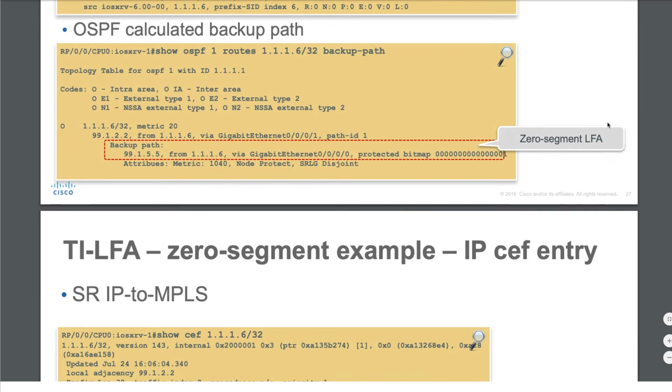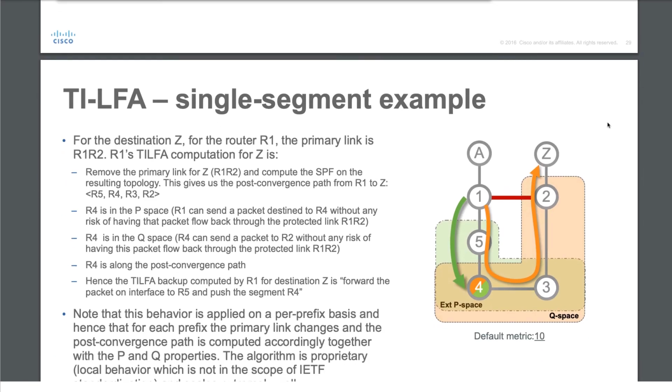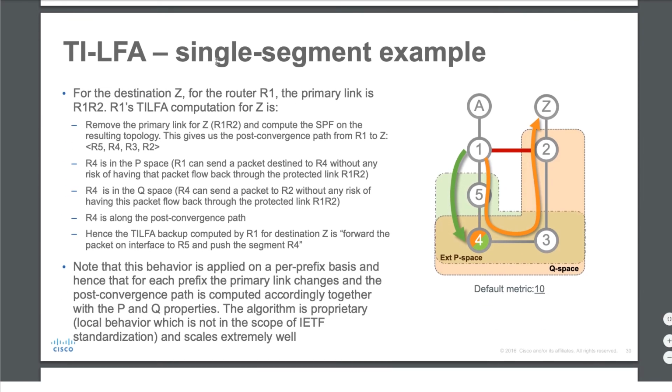Now let's go ahead and proceed further, and let's take a look at another example where we are saying single segment example. That means, okay, now when the failure happens, we might need to add one extra label, one extra instruction to our existing list of labels to really divert the traffic.